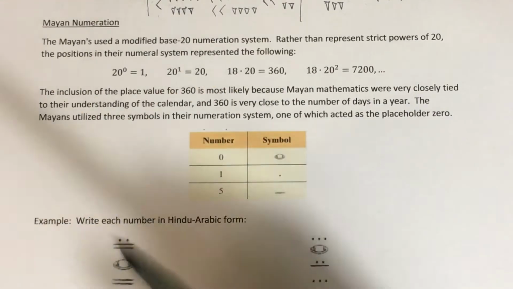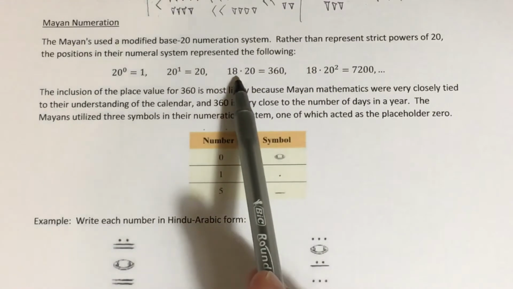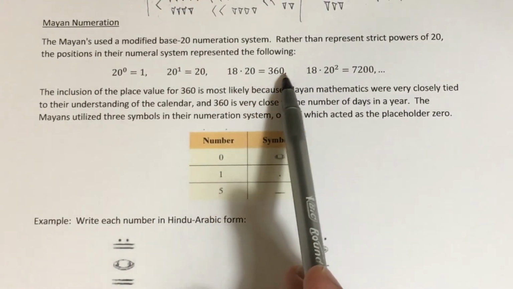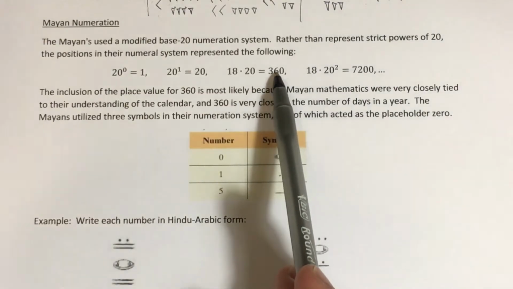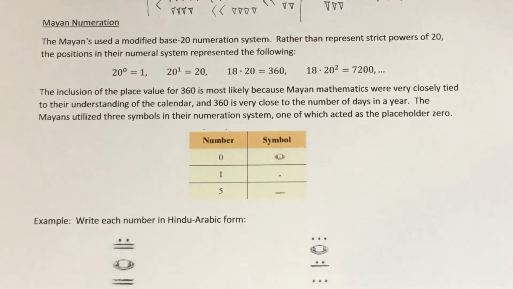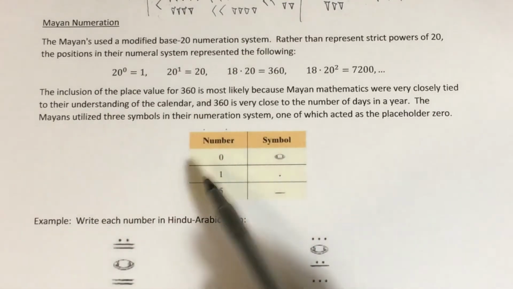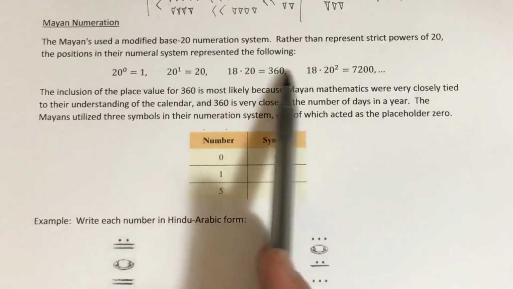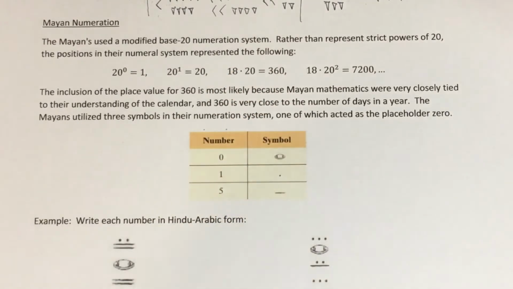And so what we think is probably the case is that they threw this 18 in here so that they would have a place value for something that's roughly the number of days in a year. That makes their number system more compatible with their calendar. So that, great for them, makes it a little tricky for us to remember. So we just have to work through some examples and try to get used to that idea.